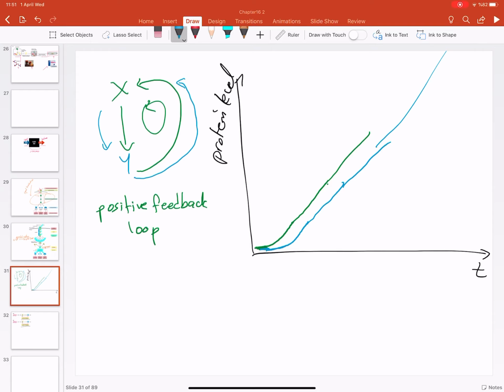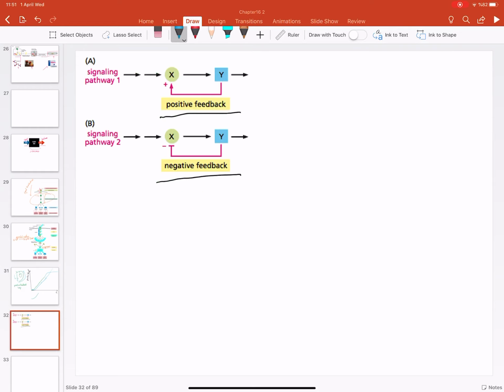In theory, of course. In practice, at one point it's going to reach a plateau because the resources will be used up. But this is going to be an increase. This is going to be a sharp increase because as there is more X, there will be more Y. As there is more Y, there will be more X. The viral pandemic also moves this way. As there are more patients, they are going to distribute the virus to more people, and there are going to be more patients. So at the beginning, there's going to be just a few patients, and then it increases sharply. This is also a form of positive feedback loop.